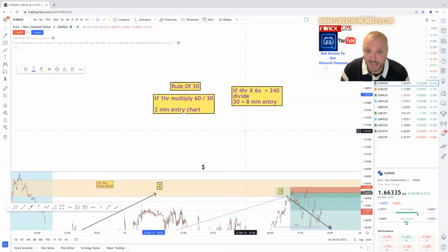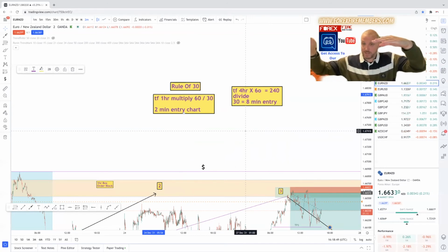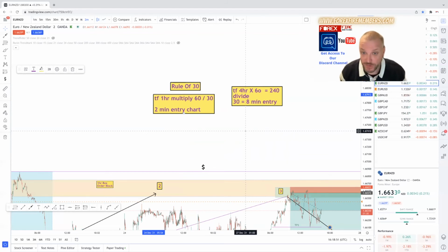Again, if you were on the 4 hour and you had that impulse drive move and you got your box number 1, that was your impulse. Your order block was on the top. Draw your order block on the 4 hour. Your entry on the chart you need to look for is, once you set your alert and it hits that, you're then looking at the 4 hours times by the 60 minutes in an hour. That's going to give you 240 minutes.